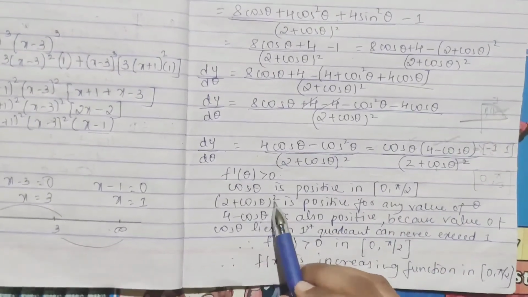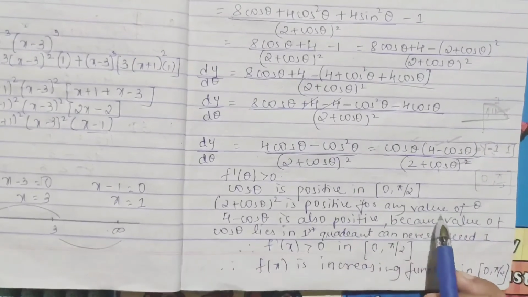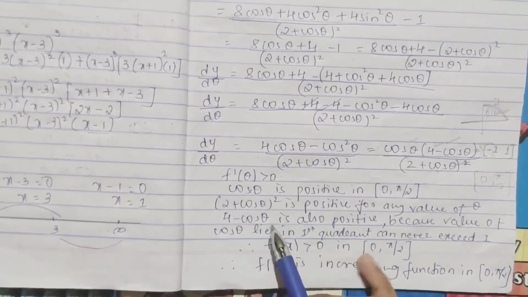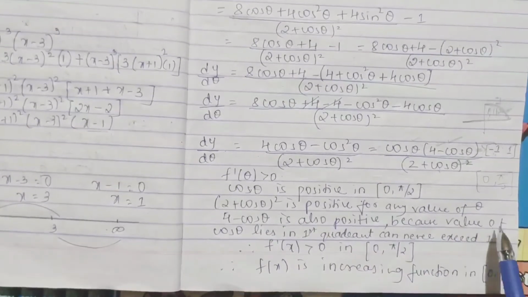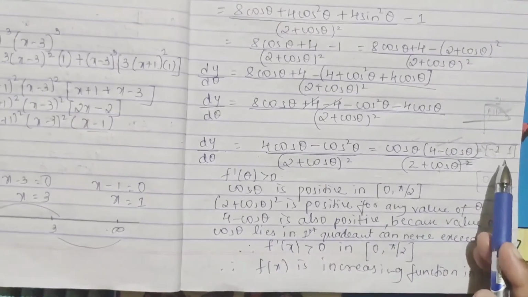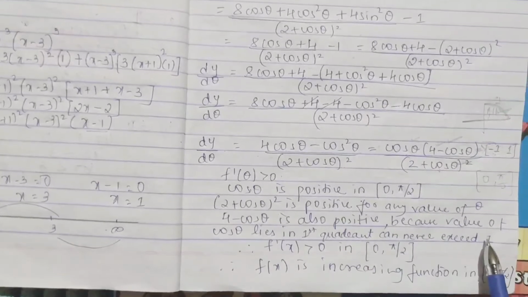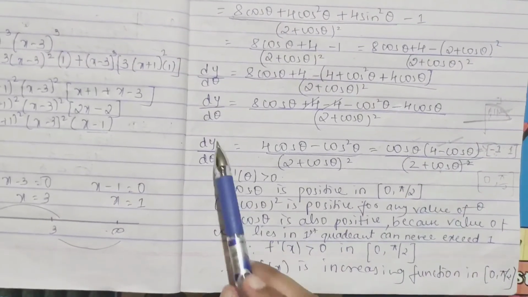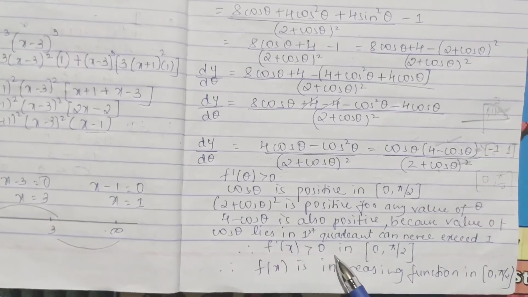2 plus cos theta whole square is obviously positive, because any value of theta squared is positive. 4 minus cos theta is also positive, because the value cannot exceed 1 in the first quadrant. So in all, we can say dy by d theta is positive.